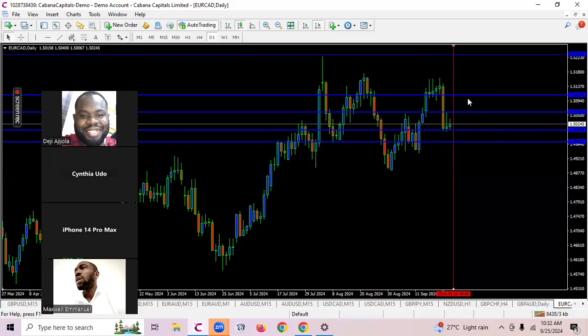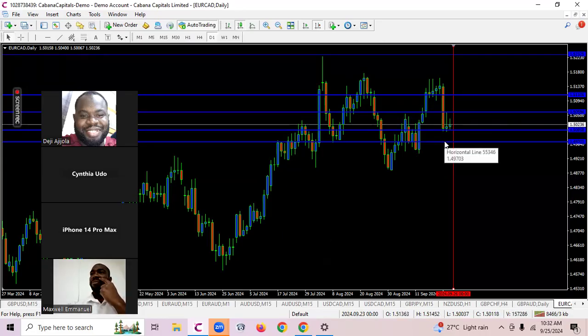If you wait for price to fill this gap before you sell, your stop loss should be this previous high. And if you are selling below this support, your stop loss should be a few pips above this high. That's my take on EurCad. The monthly is bearish, the weekly is bearish, daily looks bullish. This is a bullish setup on a daily time frame.